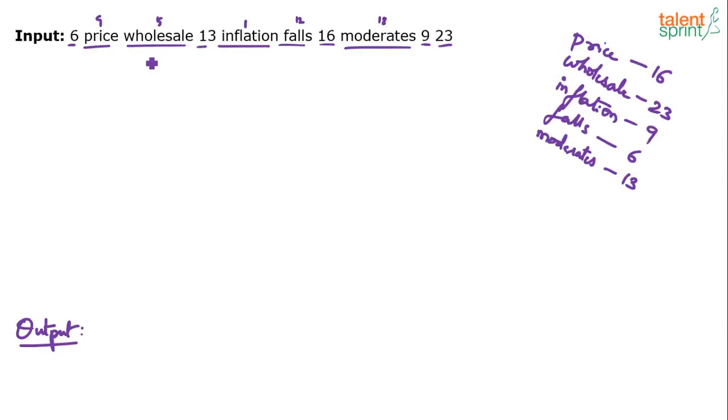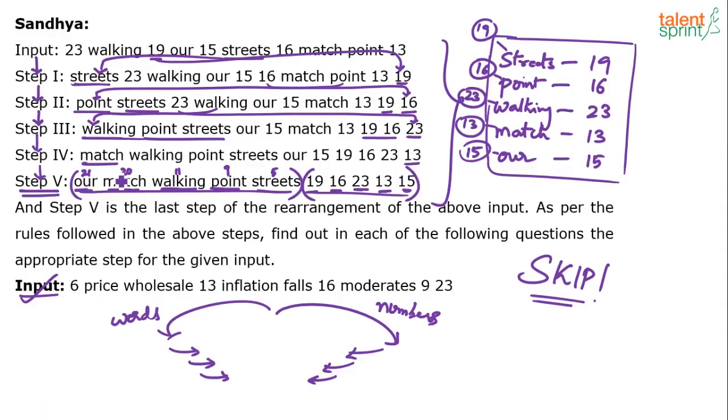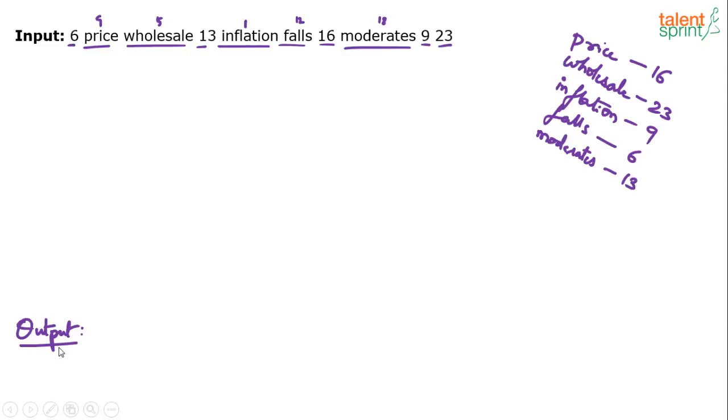So we have to arrange the words in such a way that they are in the descending order, right? Go back, confirm if you have any confusion. Descending order of the middle letters. So if I want descending order, what should be the first word? The first word should be moderates, because the middle letter here is the 18th letter. So I think the output should be moderates, followed by what? After 18 is 12, right? So falls. Then after falls it should be price, 9th letter. Then it should be wholesale, and then it should be inflation.